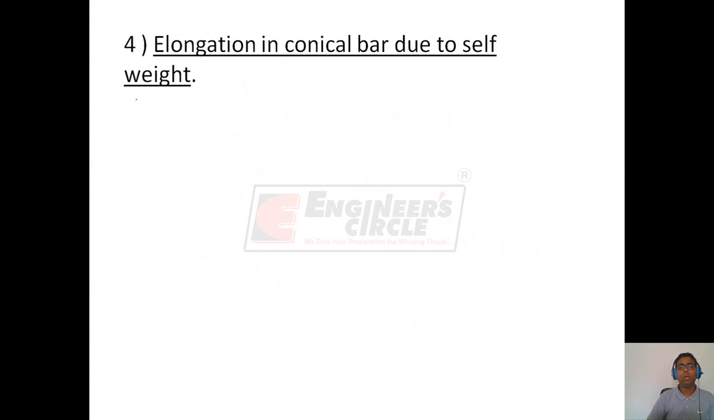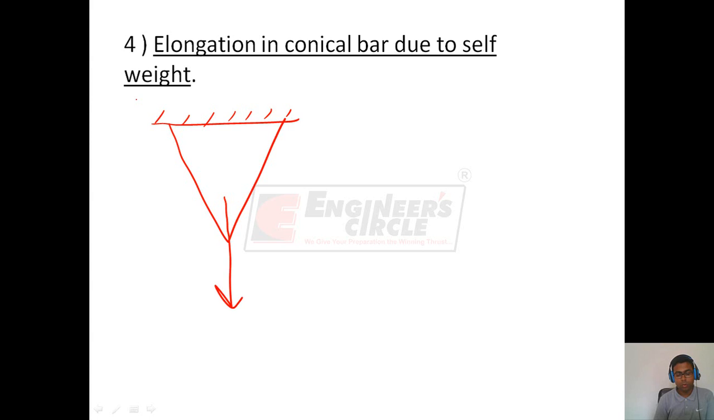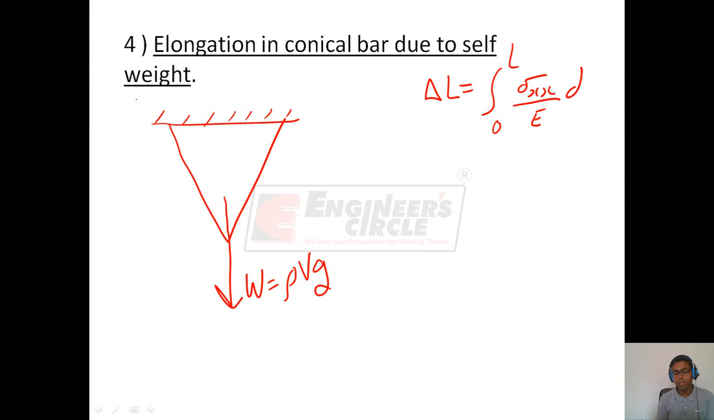Now, elongation in a conical bar due to self weight. Consider a conical bar which is hanged from the ceiling in this manner. The weight of this conical bar will be acting along the axis of this cone, and the weight W will be equal to rho into volume into g. Now, under this axial load W, this bar will elongate by length del L, which will be given as integral 0 to L sigma xx by E into dx.